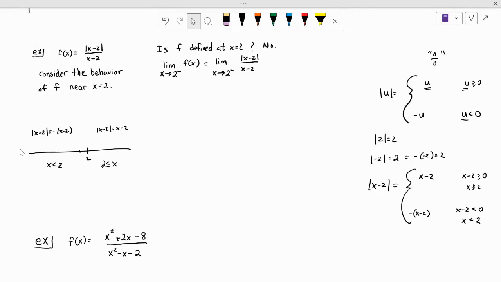All right. So back to this limit, right? Since x is approaching 2, but from the negative side of the number line, which side of 2 are we on? Are we to the left of 2 or to the right of 2? When x is approaching 2 from the left, x would be to the left of 2. So x will be smaller than 2, which means that we can replace the absolute value of x minus 2 with the negative of x minus 2.